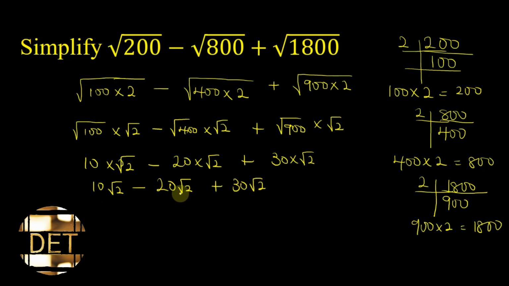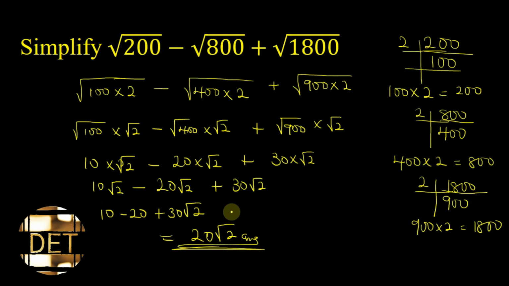Having done this, we have successfully resolved our expression into the same basic form. All the surds are now in the same basic form, and so we can subtract and add them. 10 minus 20 gives minus 10, plus 30 gives 20. So 10 minus 20 plus 30 is equal to 20 root 2. This is the answer to this question.